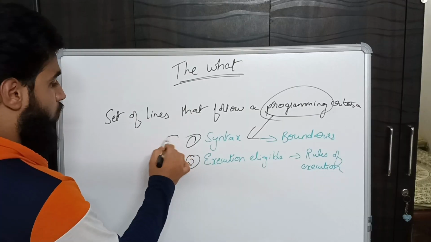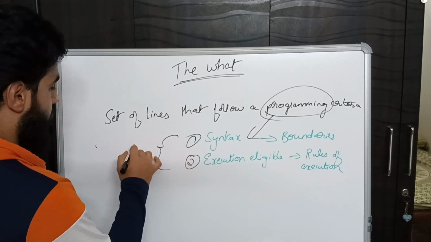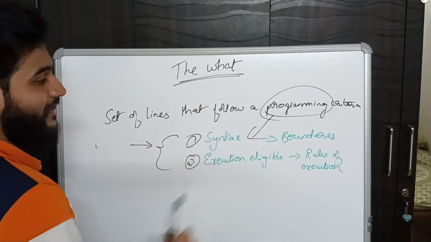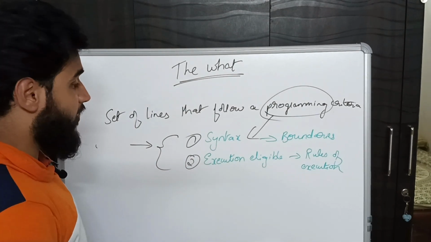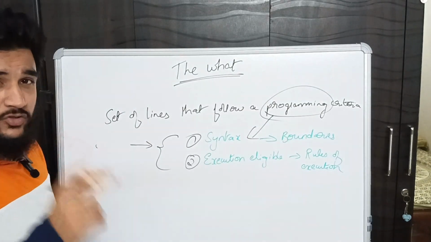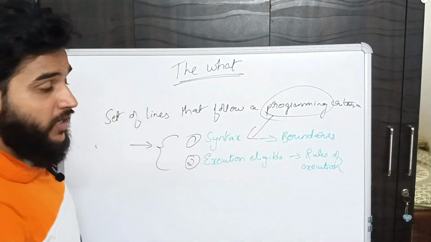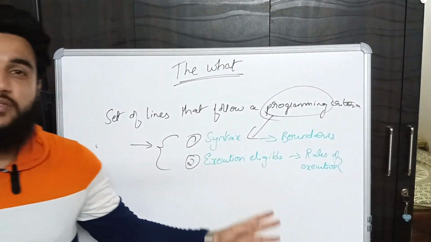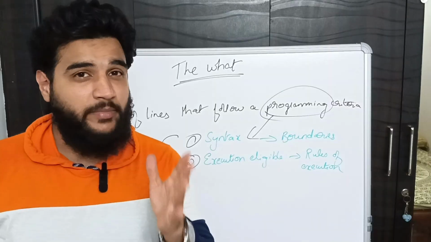Both of these go hand in hand. They have to go hand in hand. Why? Because syntax defines the boundaries and you cannot go beyond those boundaries because the code has to be run within these boundaries. Well, the execution eligible rules of execution, the rules of execution, are defined by the programming language itself.